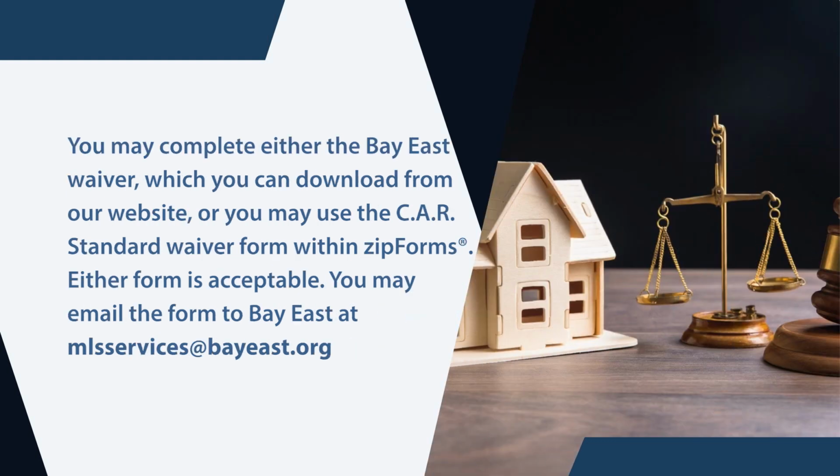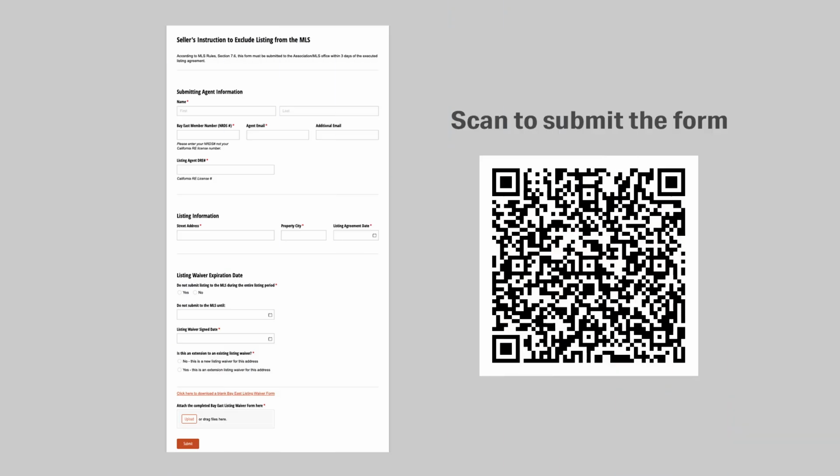You may complete either the Bay East waiver, which you can download from our website, or you may use the CAR standard waiver form within Zip Forms. Either form is acceptable. You may email the form to bayeast@mlsservices@bayeast.org, or submit the form here.